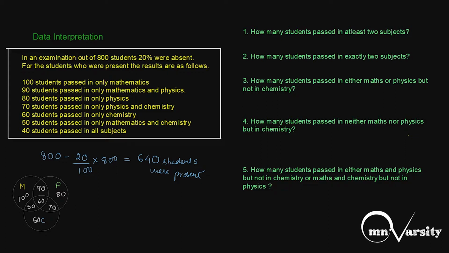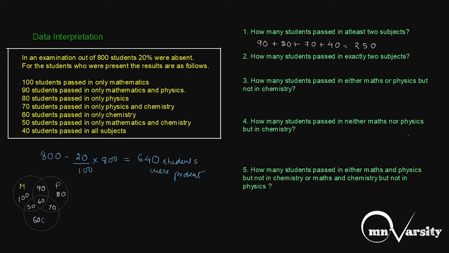The first question is, how many students passed in at least 2 subjects? For that, we are going to take 90, 70 and 50 as the students who passed in 2 subjects and 40 as the students who passed in 3 subjects. 90 plus 50 plus 70 plus 40. This will give us 250.